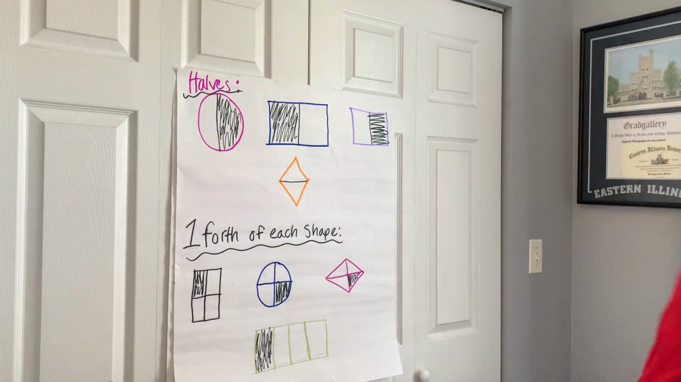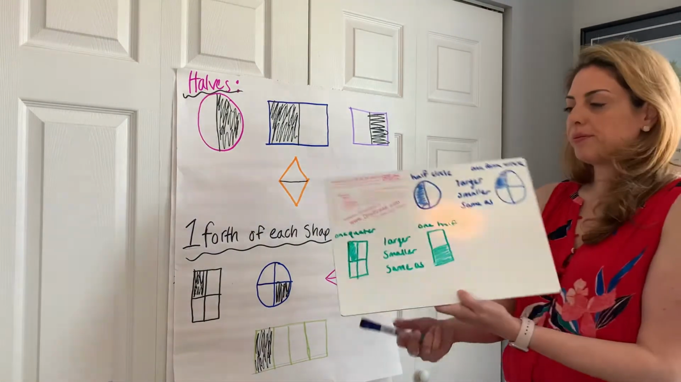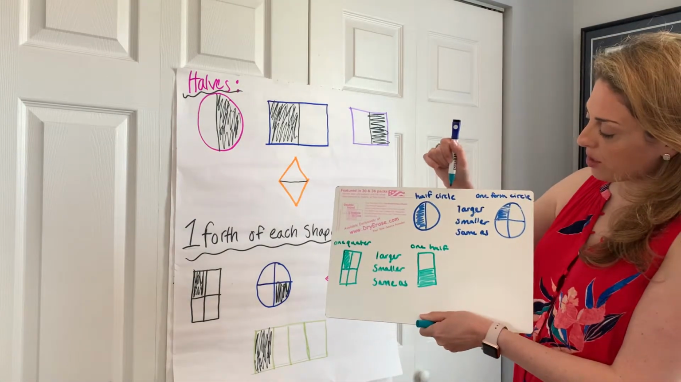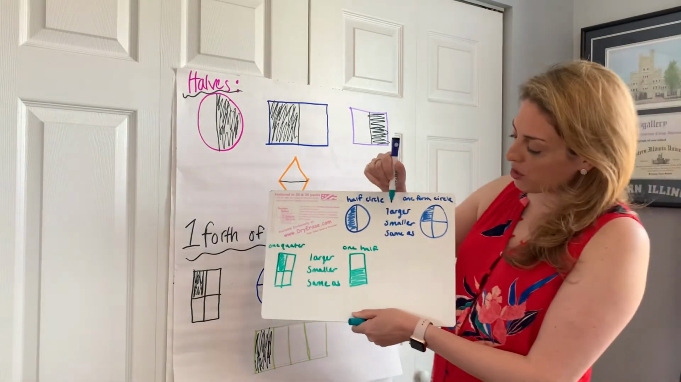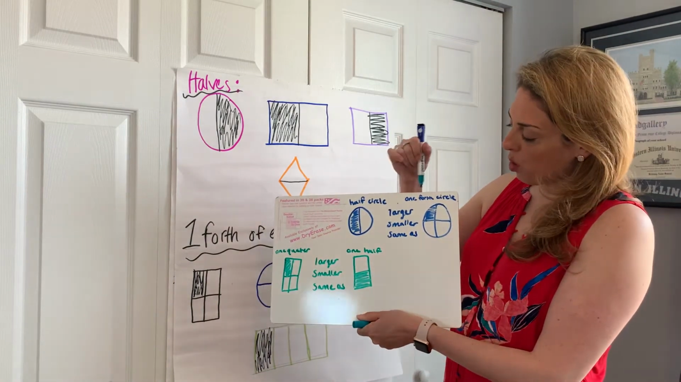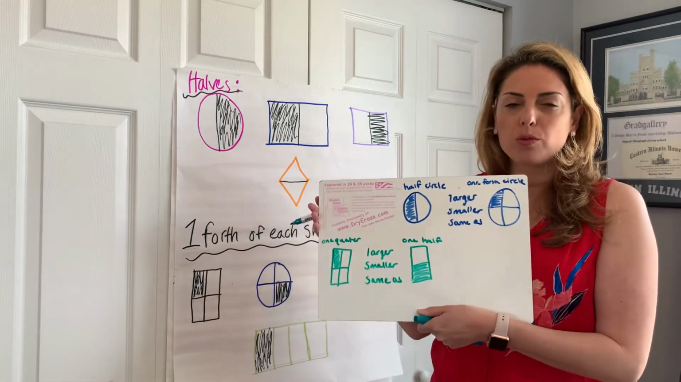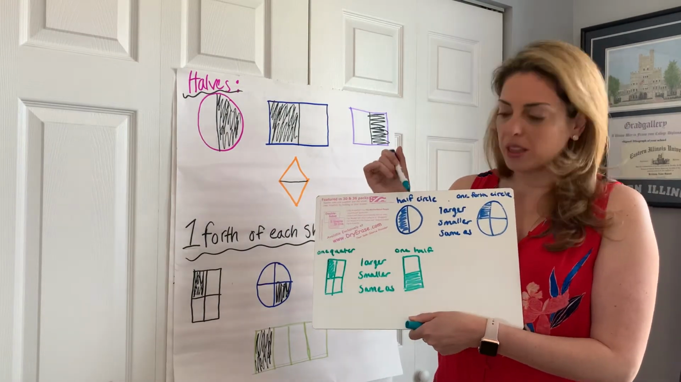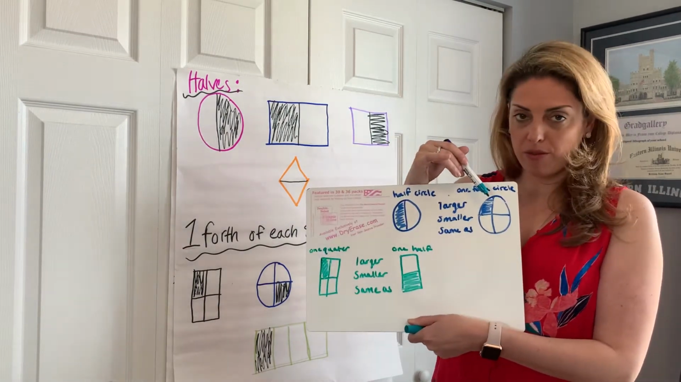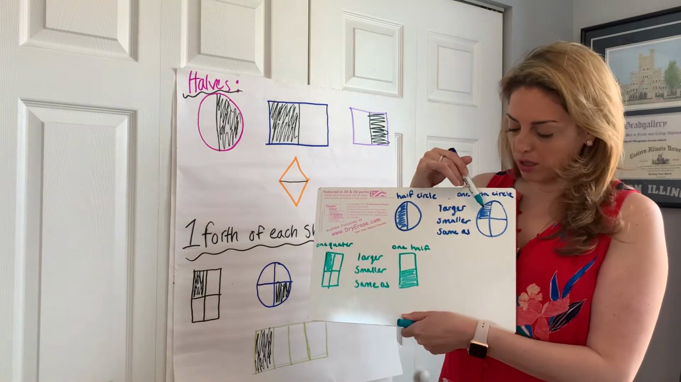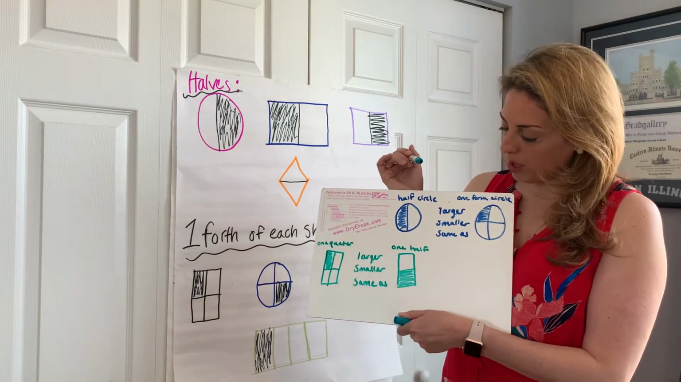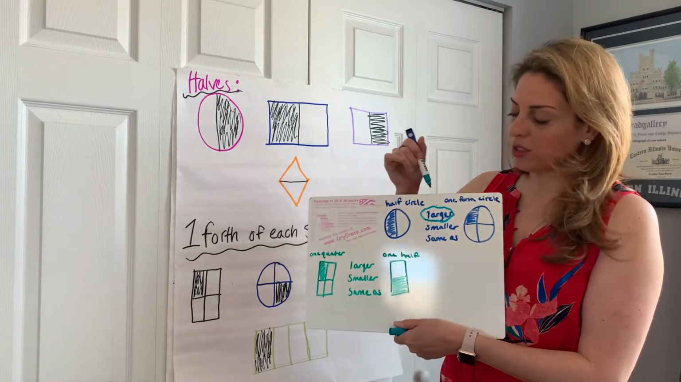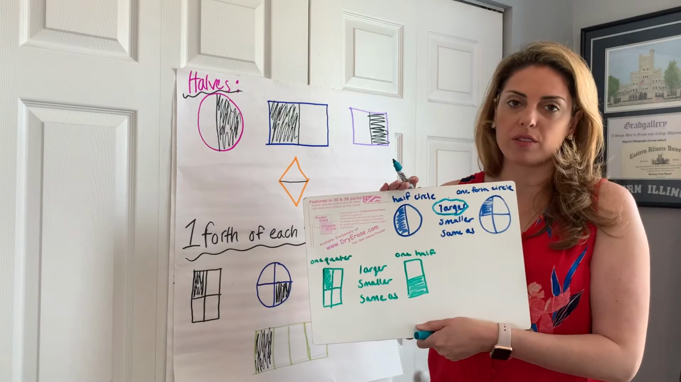So I have written right here, let's do the first one together. So this one: is a half circle bigger, larger, smaller, or the same as 1/4 of a circle? Which one would I circle? Is it larger, smaller, or same as? So I want you to think about that. Look at my half circle, look at my 1/4 of a circle, or my quarter circle. Which one is larger? What do you think? It is larger. So a half circle is larger than 1/4 of a circle.